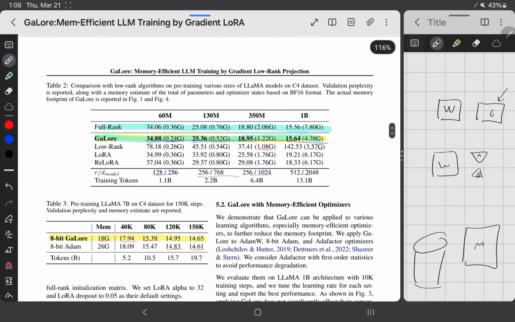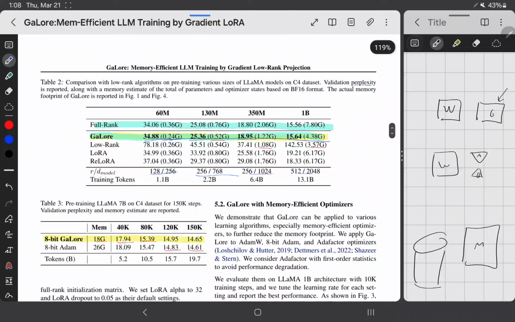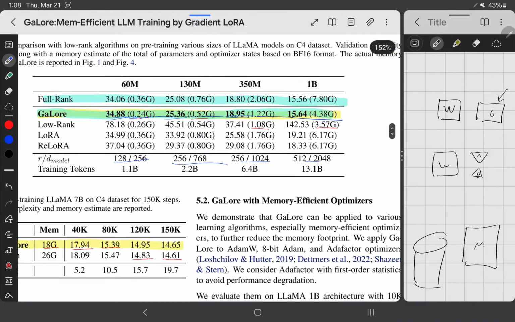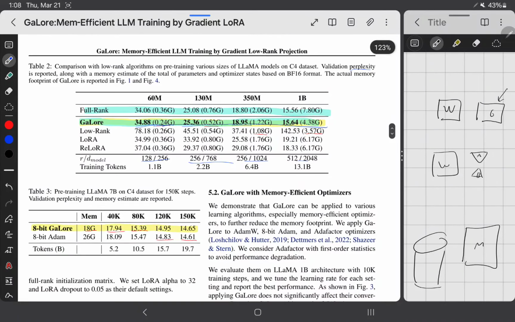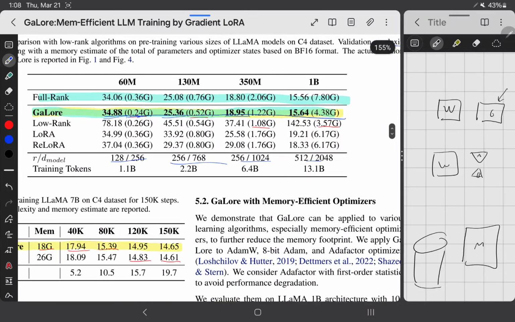This is perplexity here, so lower is better in this case, and it has a lot lower perplexity compared to the other ones. Just a normal low rank projection does quite bad. LoRA and ReLoRA don't do that well. And yeah, this is pre-training on a LLaMA model. So it can pre-train an entire 7B LLaMA model here.